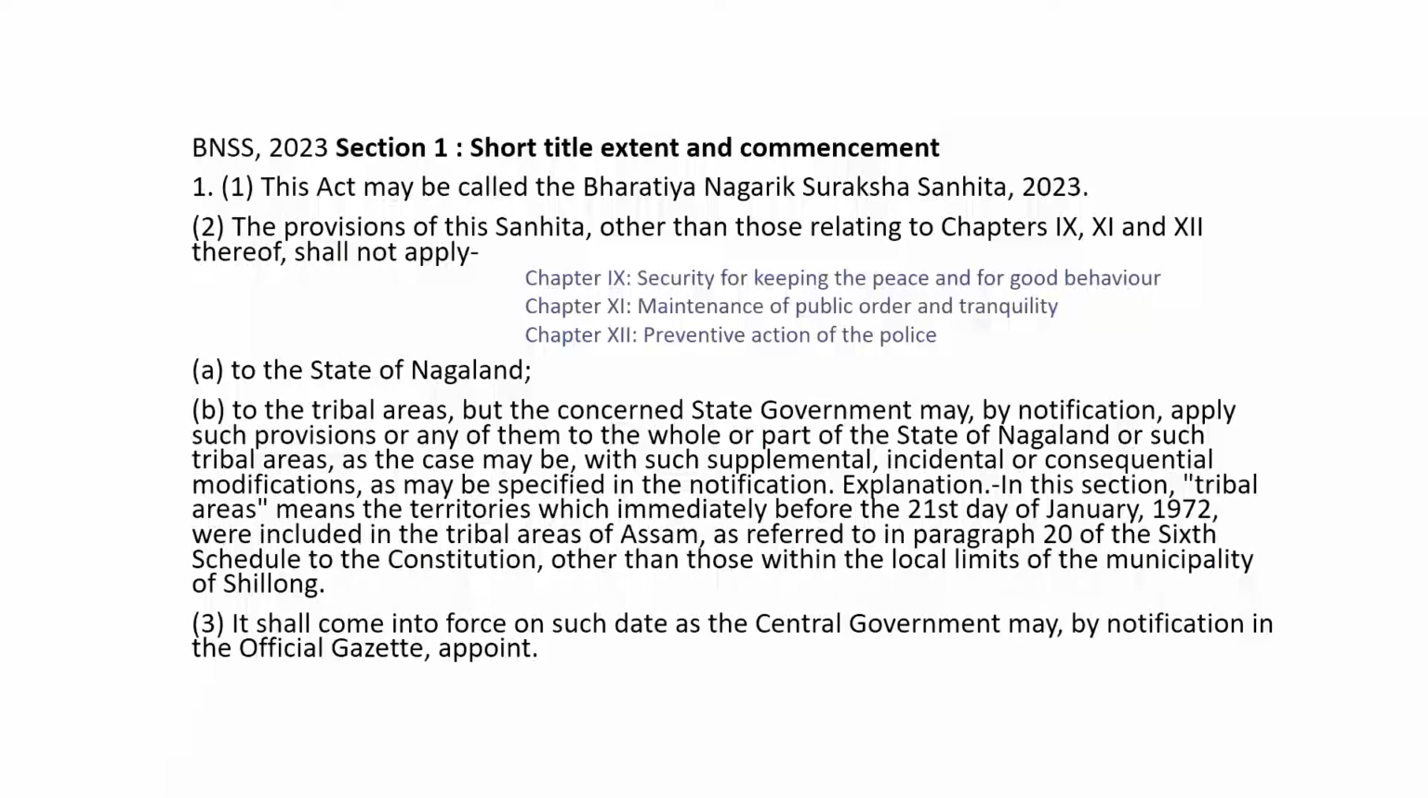So, these provisions which have been given under these 3 chapters, chapter 9, 11 and 12, would be implemented throughout the territory of India, but otherwise other provisions shall not apply to the state of Nagaland, to the tribal areas, but the concerned state government may by notification apply such provisions or any of them to the whole or part of the state of Nagaland or such tribal areas as the case may be, with such supplemental, incidental or consequential modifications as may be specified in the notification.